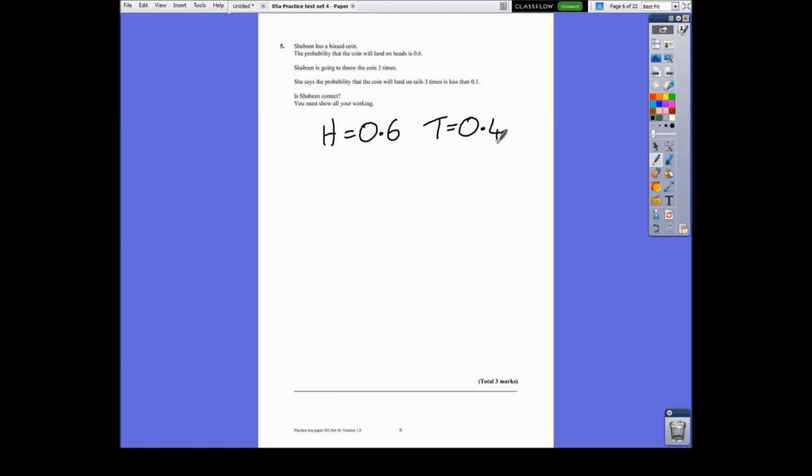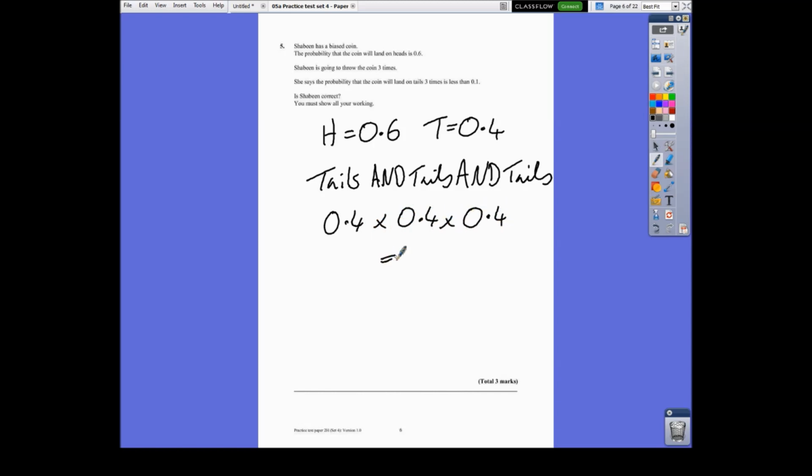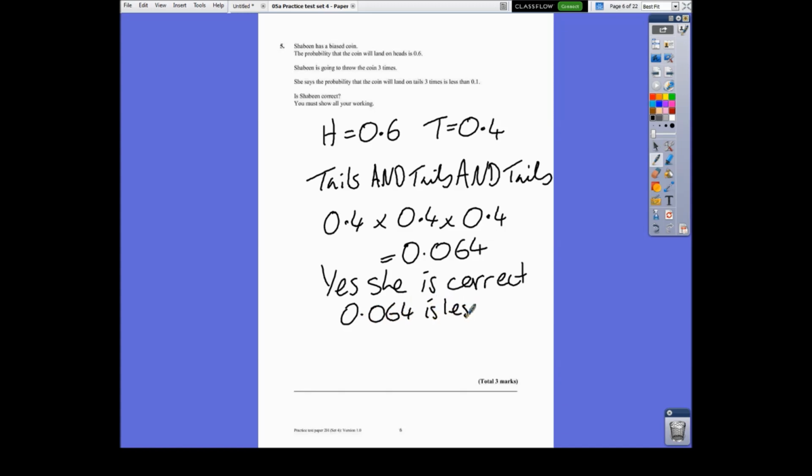If she wants to do that 3 times, we want tails and tails and tails. If we want something and something, we need to multiply those together. So that would be 0.4 times 0.4 times 0.4, which is 0.064. So yes, she is correct, because 0.064 is less than 0.1.